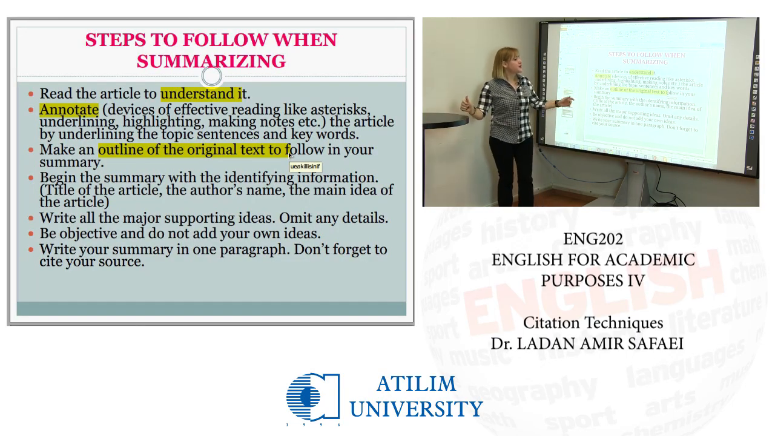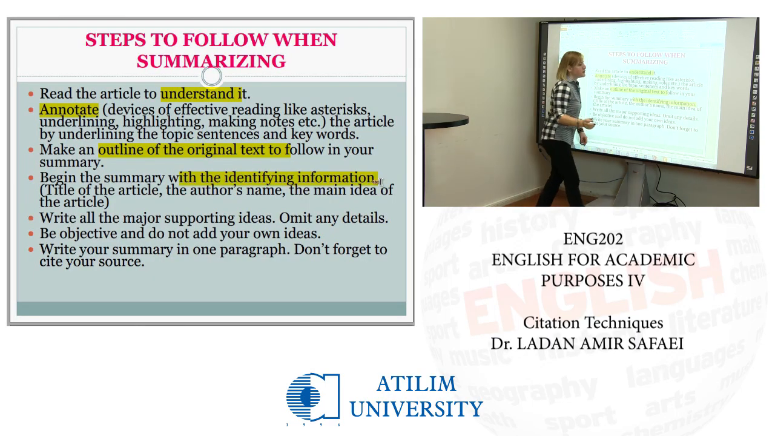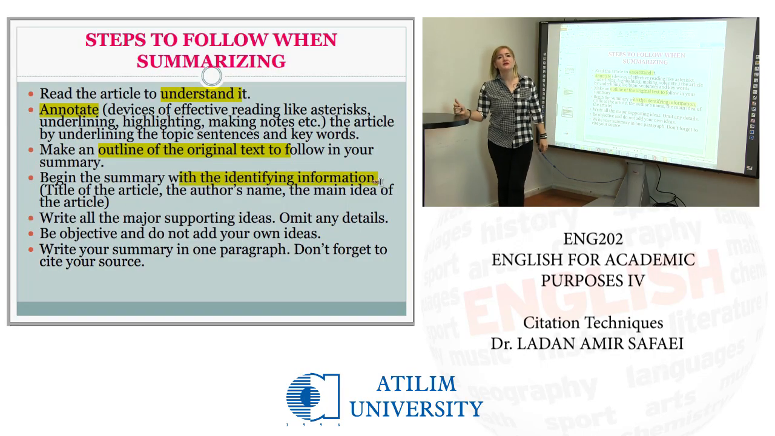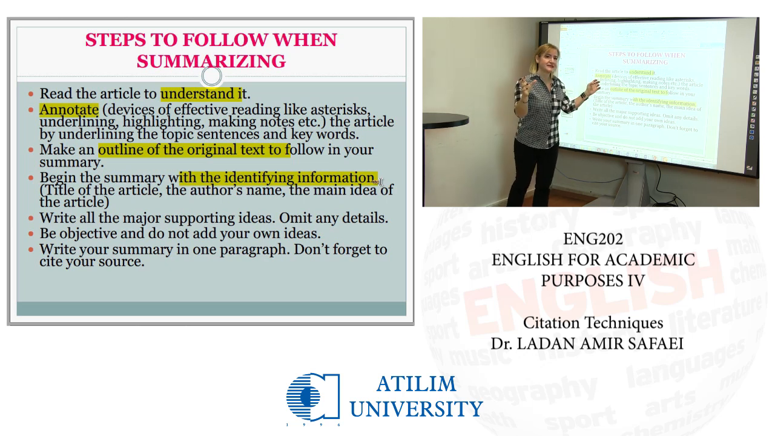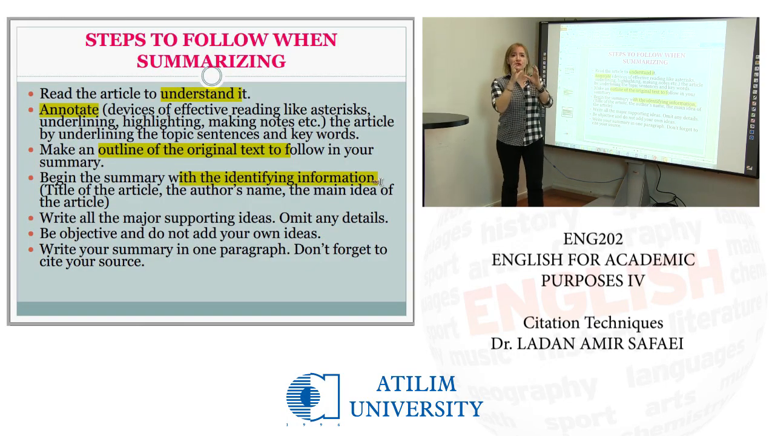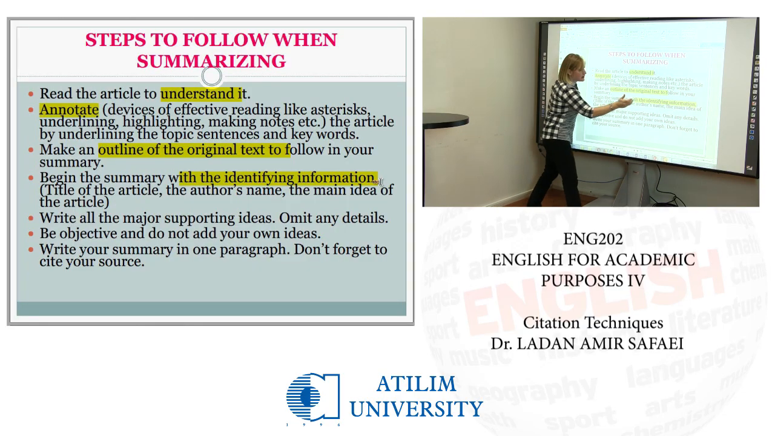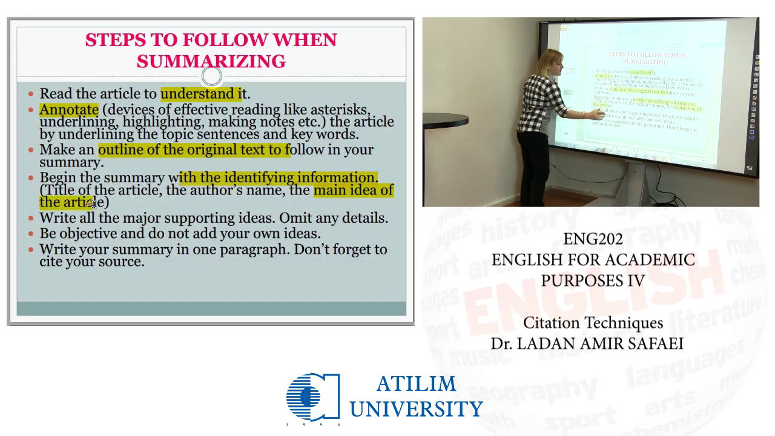And for the summary, we start with identifying information. For reading or understanding a summary, we need some information like the title of the original text, who has written it, where it is published, and when it is published. So the identifying information comes at the beginning of the summary, in the first sentence. And of course you have to give the main idea of the original text at the beginning of your summary.